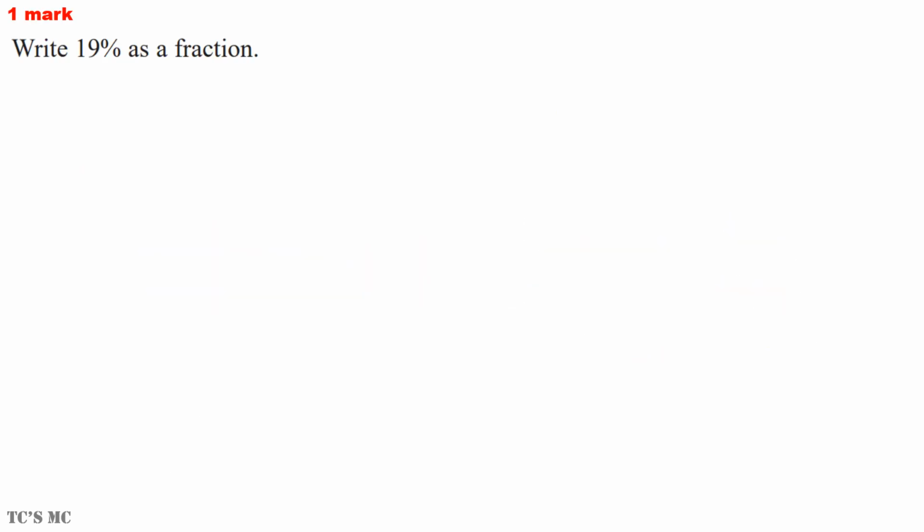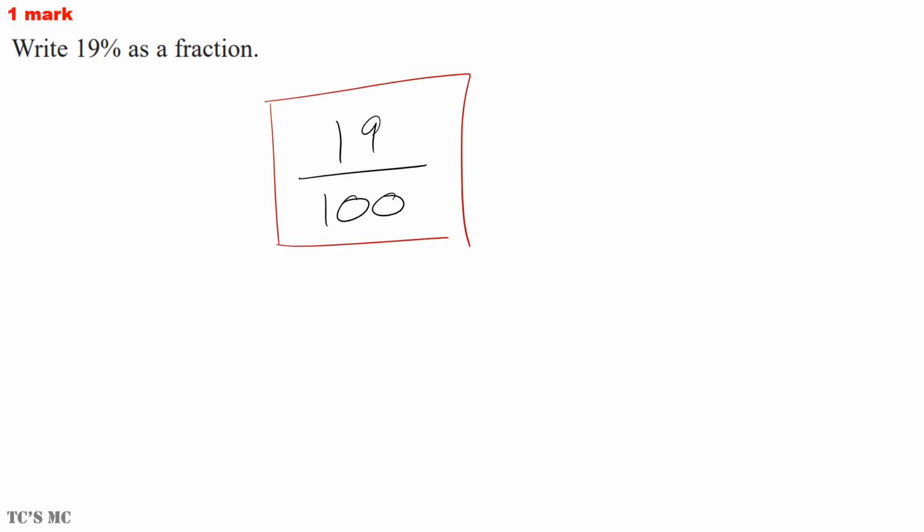Write down 19% as a fraction. Remember, percent means per 100, so we have 19 over 100. This cannot be simplified and it's a 1 mark question, so we don't need to simplify even if we could.